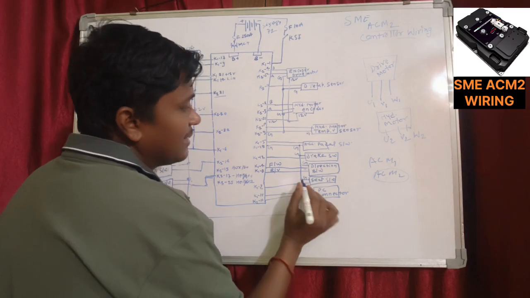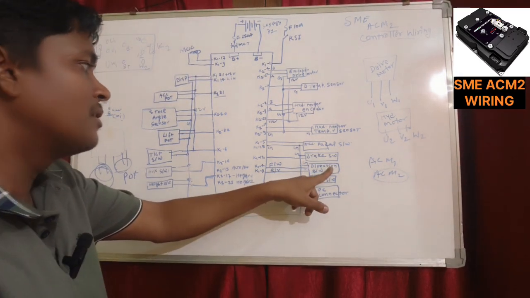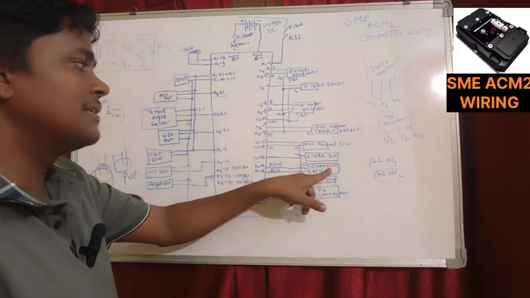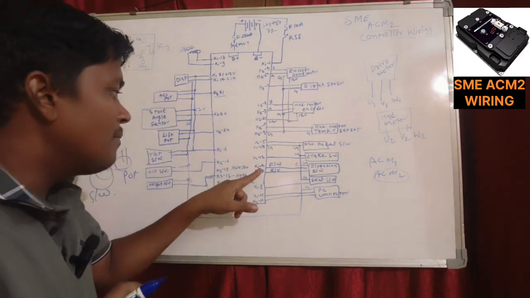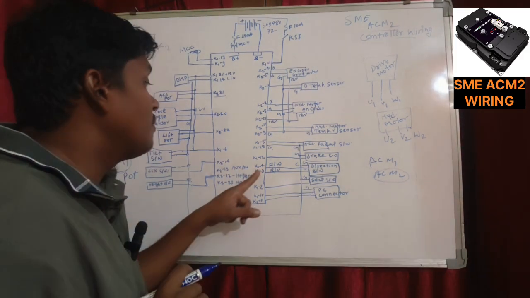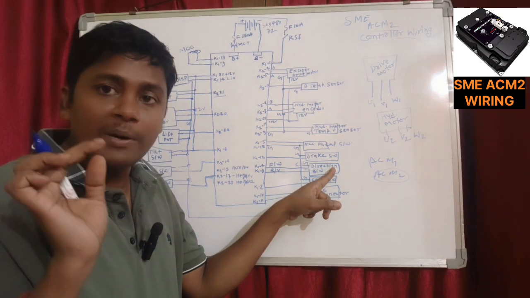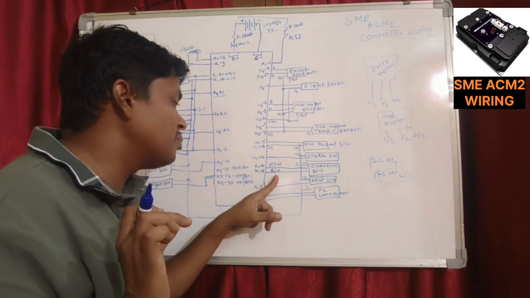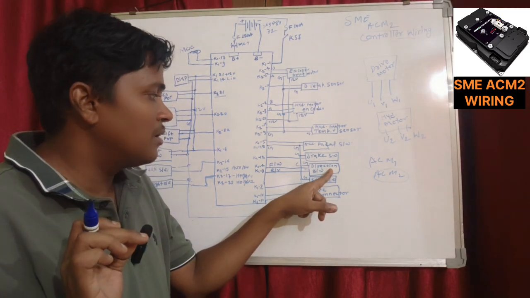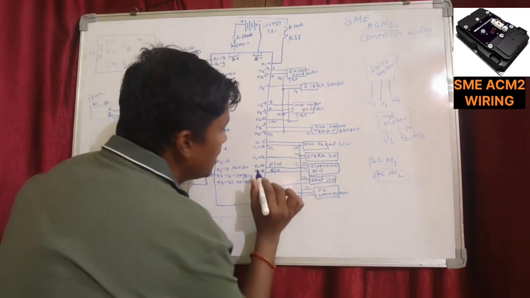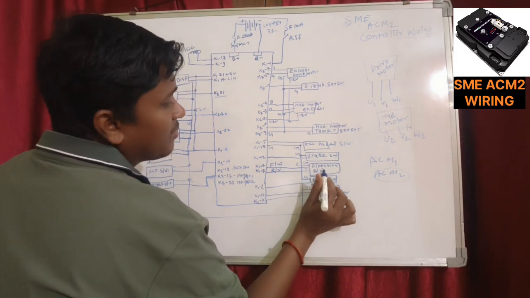This direction switch is connected with one ground point, which will be the common of this direction switch. I am writing here common. And another, K14 of the controller, is forward, which will be connected with the forward connection of the direction switch. K13 is the reverse point, which will be connected with the reverse point of the direction switch. Means K14 will be connected with the forward point of the direction switch.